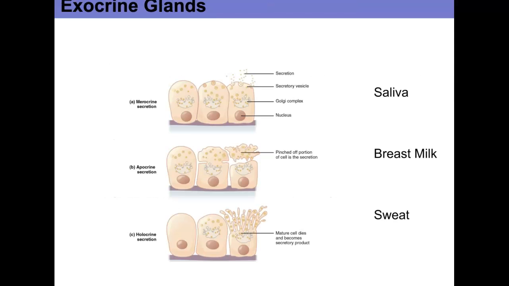Here are some examples of exocrine glands that we've already studied this year: your salivary glands, your sweat glands, and glands that produce breast milk. So just a couple of exocrine glands for you. Now these have ducts, as you can see. Look at the first one. That salivary gland has ducts that are going to release that saliva outside the body.